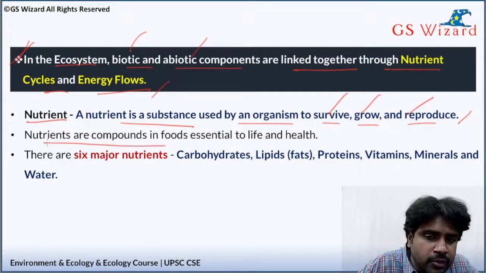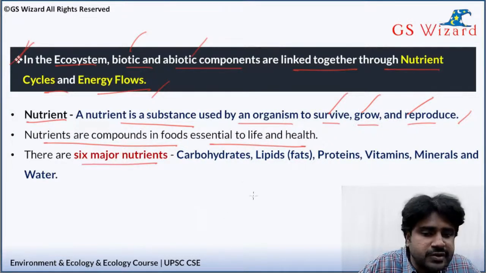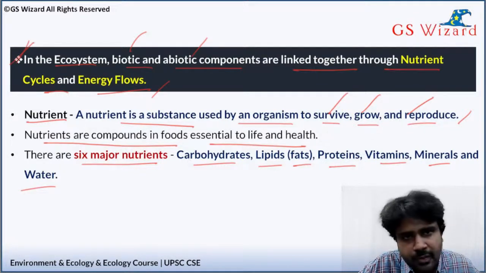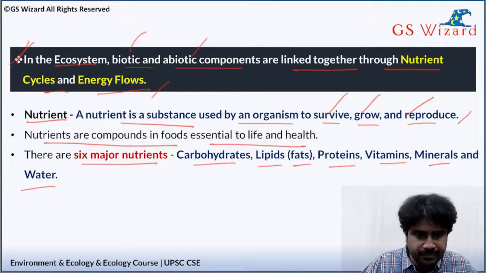Nutrients are compounds in foods essential to life and health. There are 6 major nutrients: carbohydrates, lipids, which are nothing but fats, proteins, vitamins, minerals, and water. These are the 6 major nutrients. Clear? Very simple. So I hope you understood this.